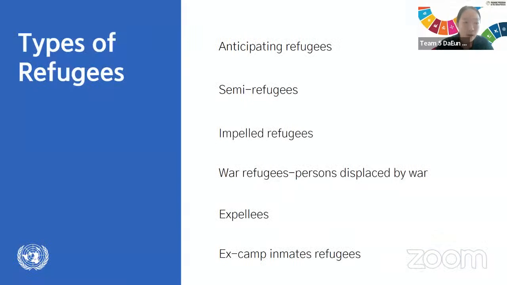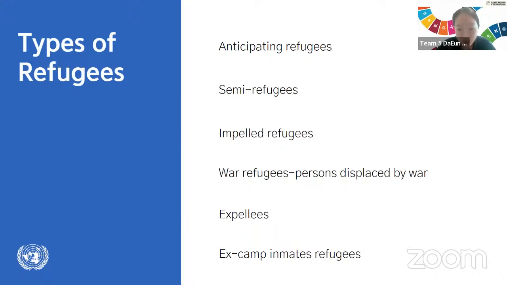So now we know what refugees are and have divided between refugees and migrants. Now we have to think about what types of refugees we can actually see in society. These refugees can be divided into 6 types: anticipating refugees, semi-refugees, impelled refugees, war refugees, expellees, and ex-camp inmates. So all sorts of these 6 types.